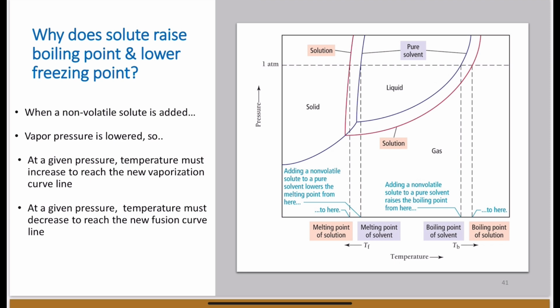What I see on the graph over here, the green line here is your pure solvent. I cannot draw even on a line. We're going to pretend that I can draw.